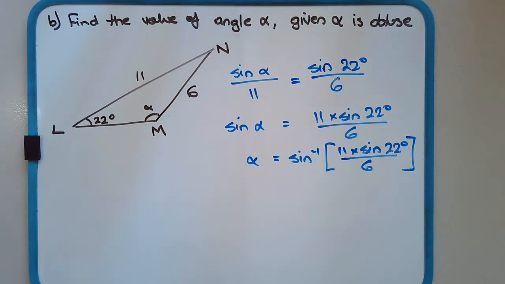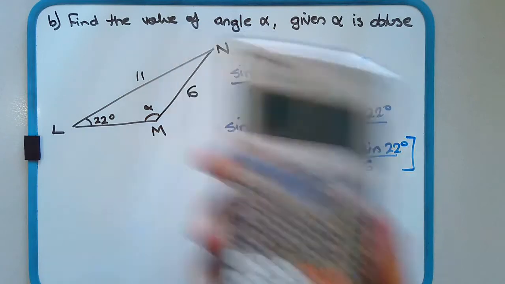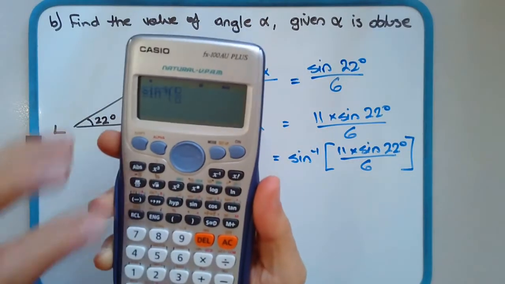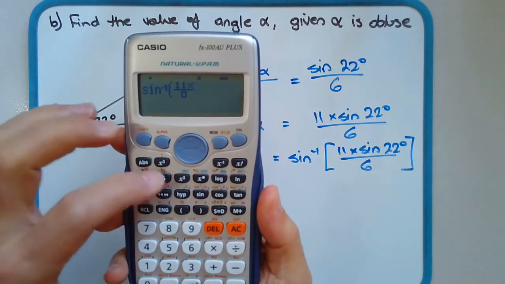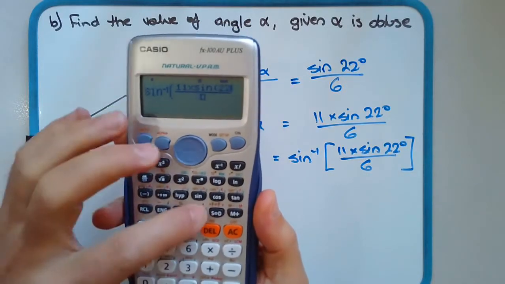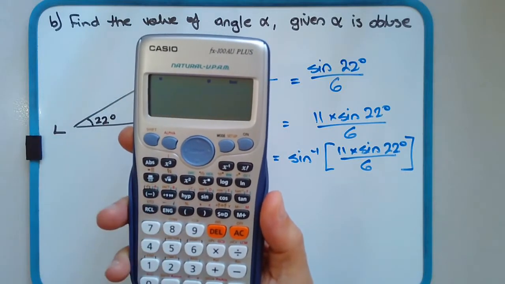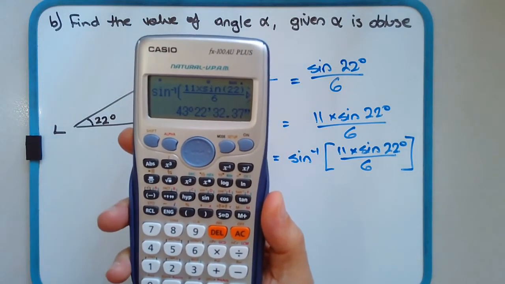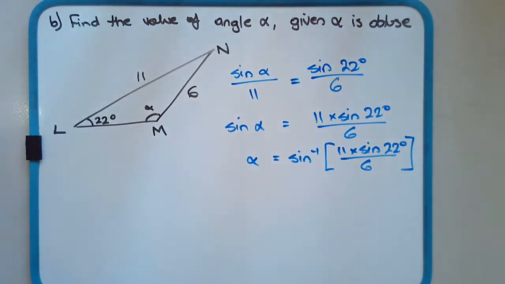Right, let's work that out. So shift sine, fraction, 11 multiplied by sine of 22 degrees over 6, close bracket. And again, I'll round this to the nearest minute. 43 degrees and 23 minutes.